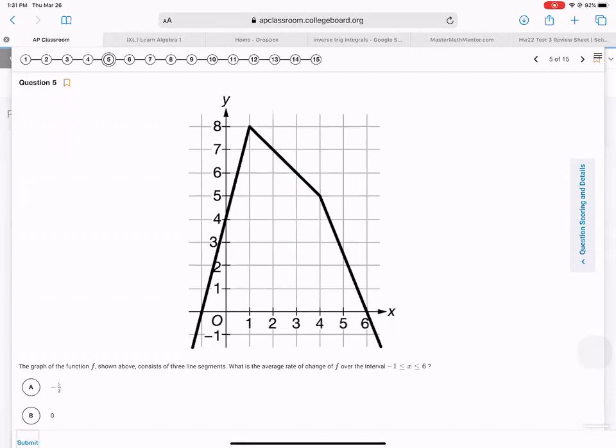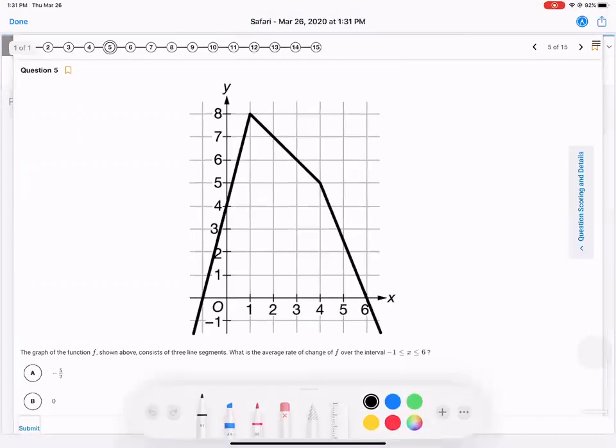Okay, so here's problem number 5. The graph of f shown above consists of 3 line segments. And you guys can tell it's 3 line segments. Here's our first one. Here's our second one. And then this one is our third one. Right, so it's a piecewise function.